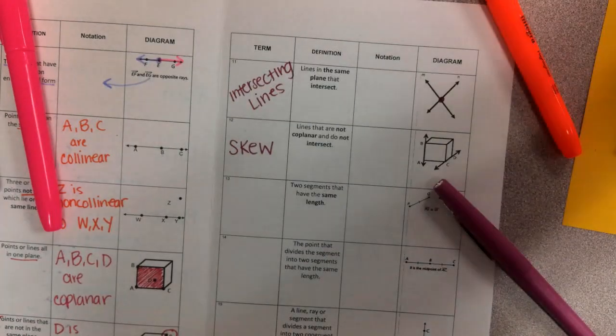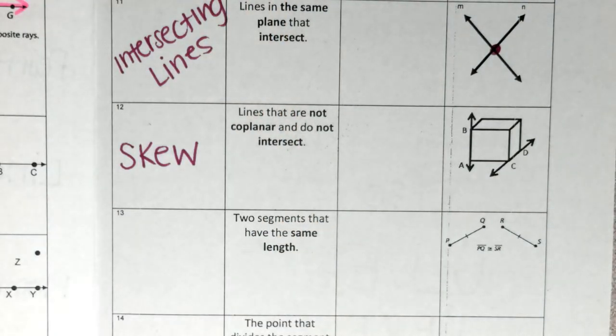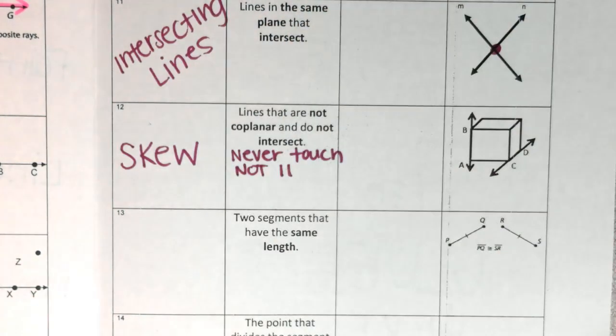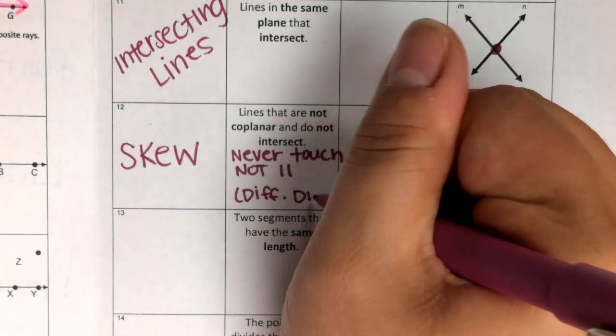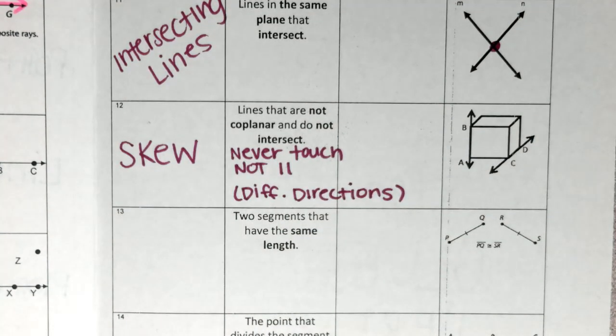All right, y'all look up, please. Skew lines. They are not coplanar. They're not in the same plane. They do not intersect, meaning they never touch, and they are not parallel. They go different directions. And there's not really any notation. I wish there was a really cool symbol for skew, but there's not. Maybe I should make one up. Skew lines never touch. They go different directions. That's the big thing I need you to know. Okay?